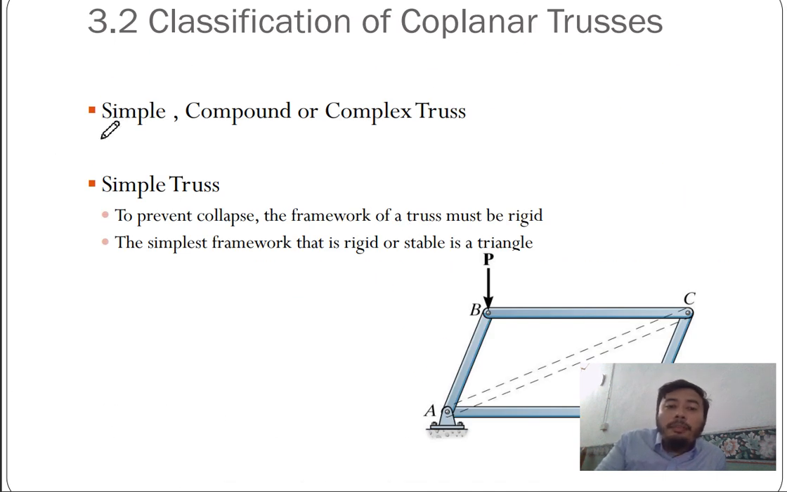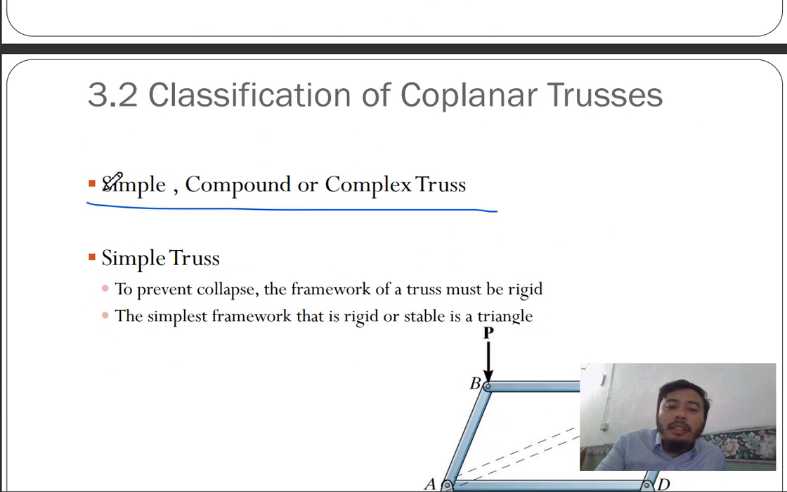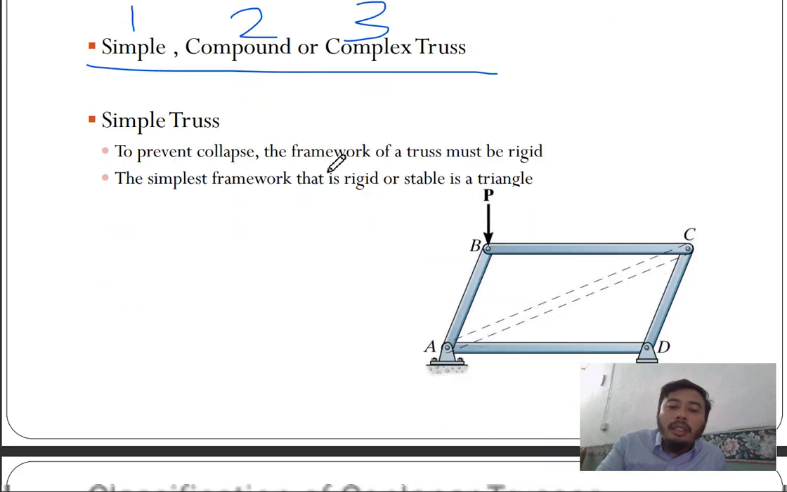Simple, compound, or complex truss. This is a classification. Number one is simple. Number two, compound, a combination of trusses, and then number three is complex truss or space truss.